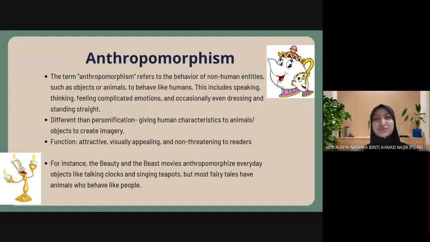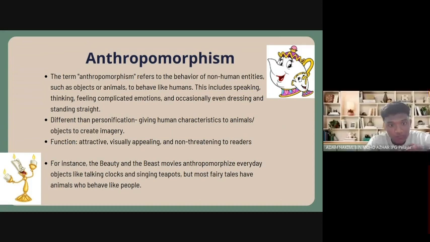The term anthropomorphism refers to non-human entities, such as objects or animals, behaving like humans. This includes speaking, thinking, feeling complicated emotions, and occasionally even dressing and standing straight. It is different from personification. Personification, like Adam explained before, means giving human characteristics to animals or objects to create imagery. But anthropomorphism is the thing itself behaving like humans.